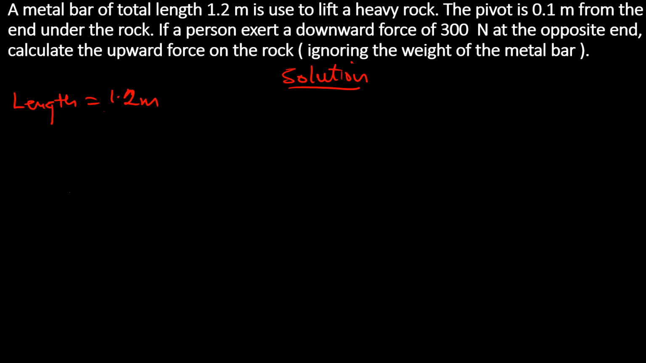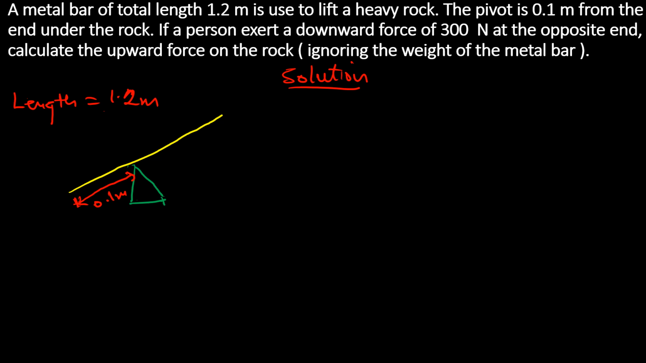So this is the metal bar, and it is lighter because it is used to lift a rock. And there was a pivot. That's from the rock to the pivot is 0.1 meters. So this is the pivot. Okay. So from the rock here to the pivot is 0.1 meters.